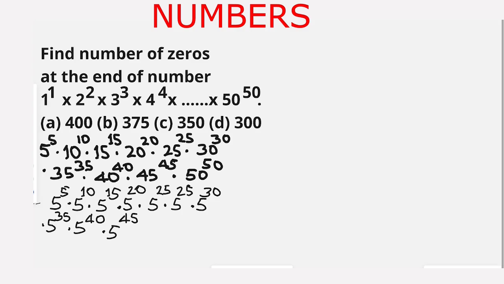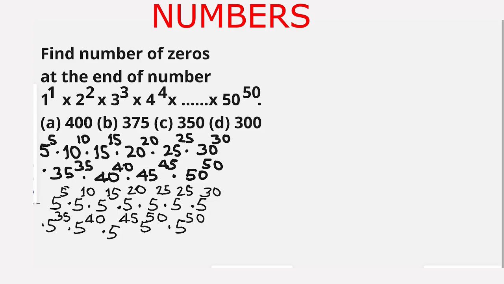And 50 to the power 50 is 5 to the power 50 multiplied by 10 to the power 50. And 10 to the power 50 can be written as 5 to the power 50 multiplied by 2 to the power 50. So we will take only 5 out of it. Keep in mind, 50 to the power 50 has 2 5s: 5 to the power 50 into 5 to the power 50 into 2 to the power 50. But we are not writing 2 to the power 50.